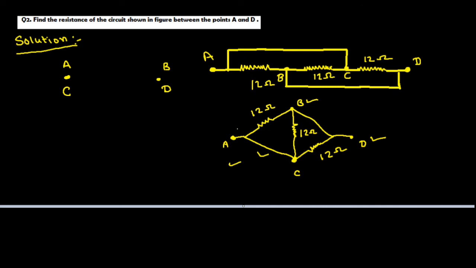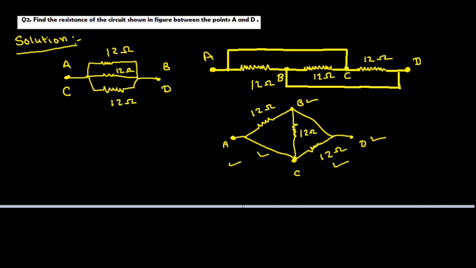Between point A and B, the resistance is 12 ohm. So I can write like this, 12 ohm. Then, between the points C and D, the resistance is also 12 ohm. And also, between the points B and C, the resistance is also 12 ohm. So this is C and this point is B. So the resistance is 12 ohm.